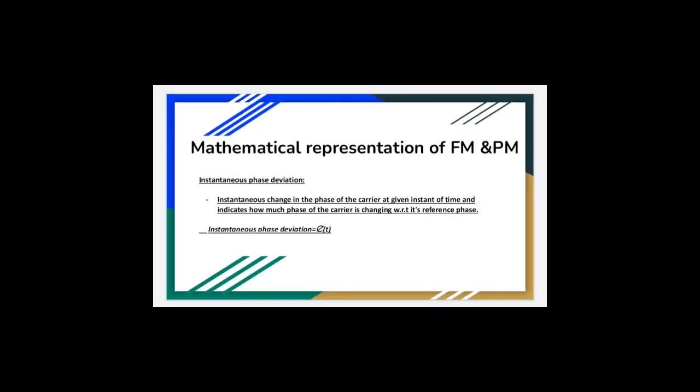Now we study the mathematical representation of FM and PM. FM is frequency modulation and PM is phase modulation. Instantaneous phase deviation: the instantaneous change in the phase of the carrier at a given instant of time, which indicates how much the phase of the carrier is changing with respect to its reference phase. Instantaneous phase deviation is equal to θ(t).